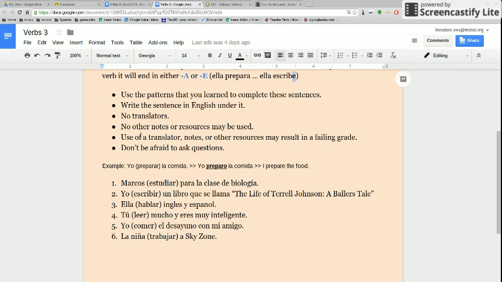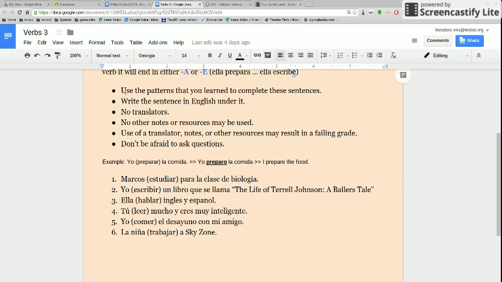Down at the bottom here, we have 6 sentences where you're going to do the same type of thing that you did before. You're going to use the patterns that you learned to complete the sentences. Then you are going to write the sentences in English underneath. As usual, please, no translators, no notes, or other resources are to be used. If any of them are used, it very well may result in a failing grade for you, so best to avoid them. And again, as always, please don't be afraid to ask questions. If you're tempted to use a translator or notes or something else, that is the time to ask questions.